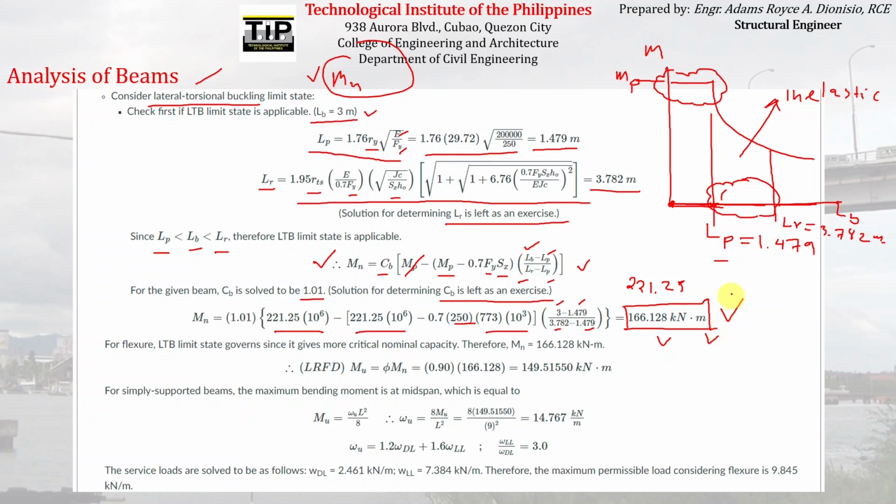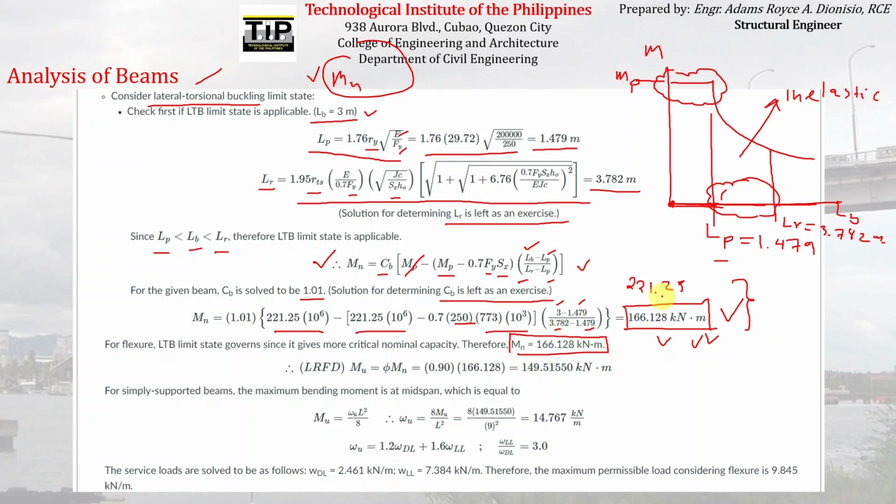Okay, so if ever we will have to choose which of these two nominal moment capacities will we consider and declare. So again, how do we choose what particular capacity will we declare? Obviously, the smaller. Okay, so we will just choose the more critical nominal capacity, which is the smaller.